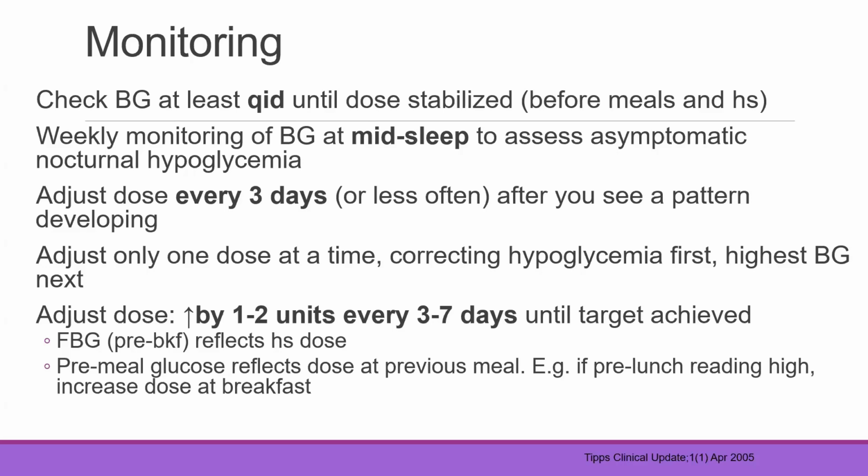Fasting plasma glucose reflects the bedtime long-acting insulin dose, and pre-meal glucose reflects the previous mealtime insulin dose. So you can check fasting and also before breakfast, before lunch, before dinner. But sometimes you can do the fasting and after breakfast, after lunch, after dinner, and adjust the prandial insulin dose.